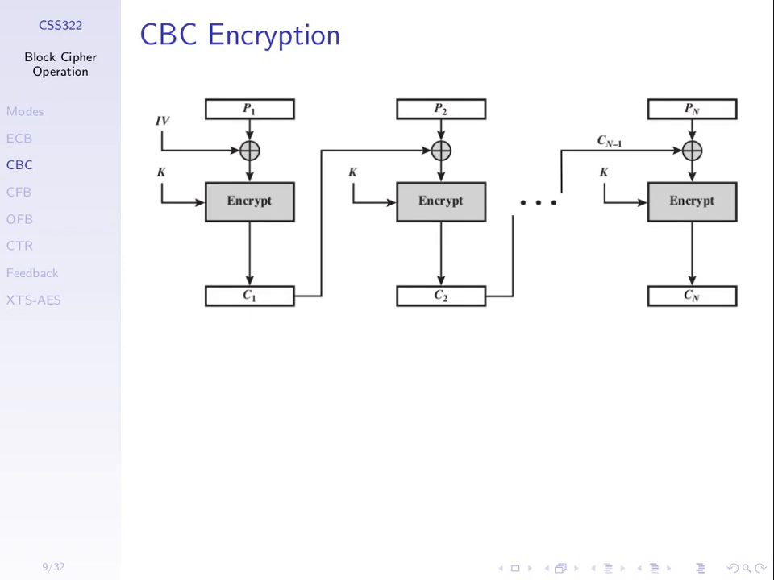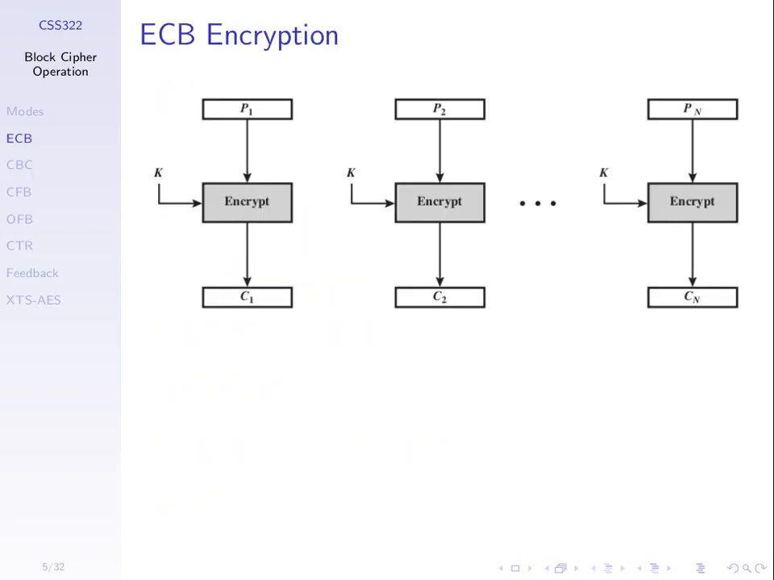There's some chaining happening in that one iteration depends upon the previous iteration. We connect them together. That's where the chaining name comes from. What if there are two plain text blocks which are the same? What if P1 equals P2? The same sequence of bits. Will the ciphertext blocks be the same? That was our problem with ECB. If P1 was the same as P2, since we encrypt the same input plaintext using the same key, we'll get the same ciphertext C1 and C2. We don't want that.